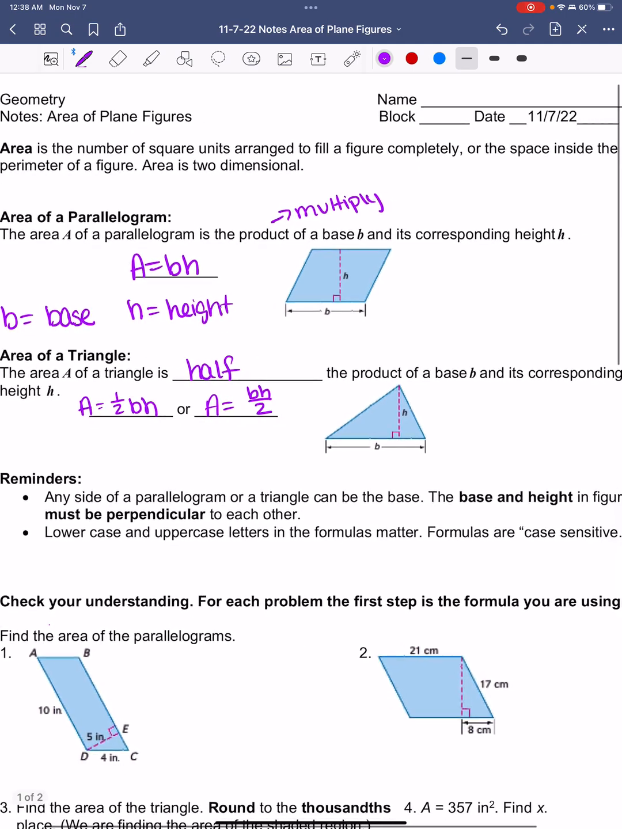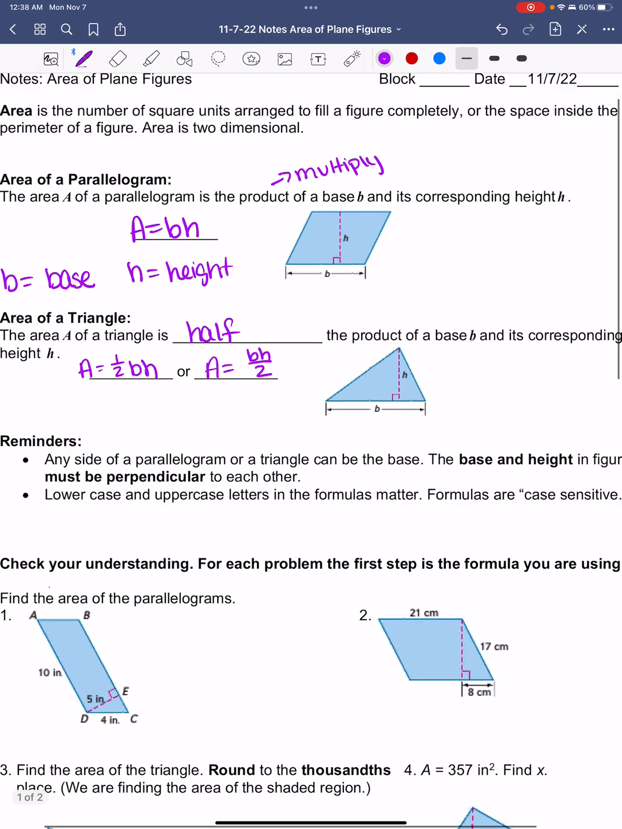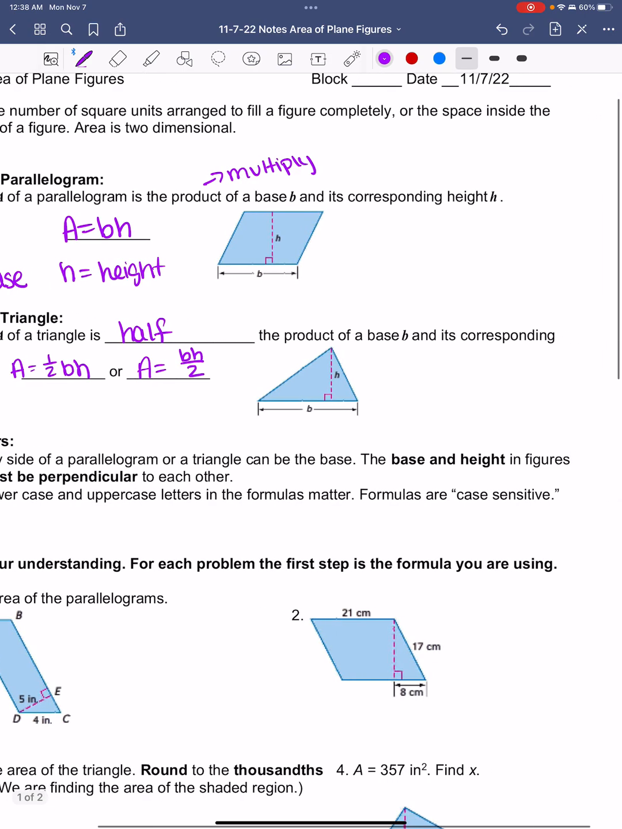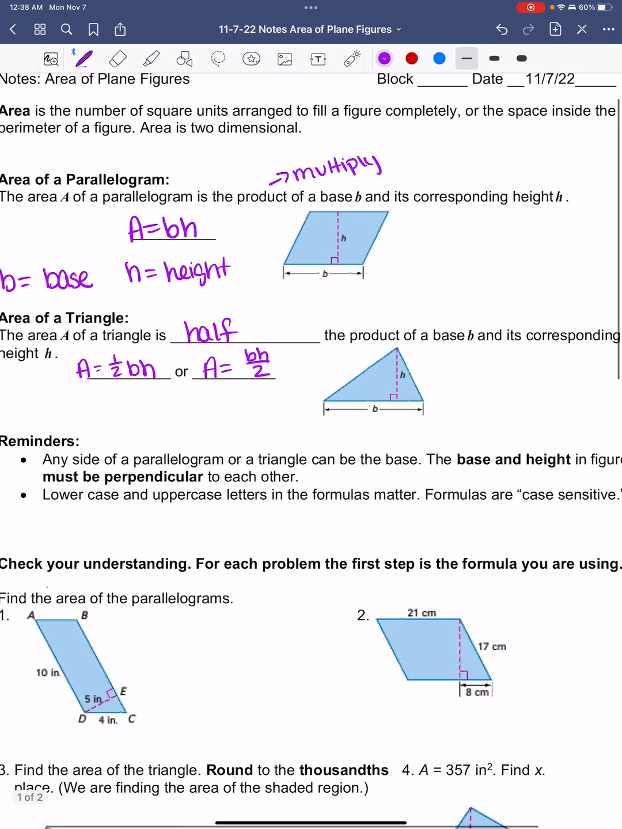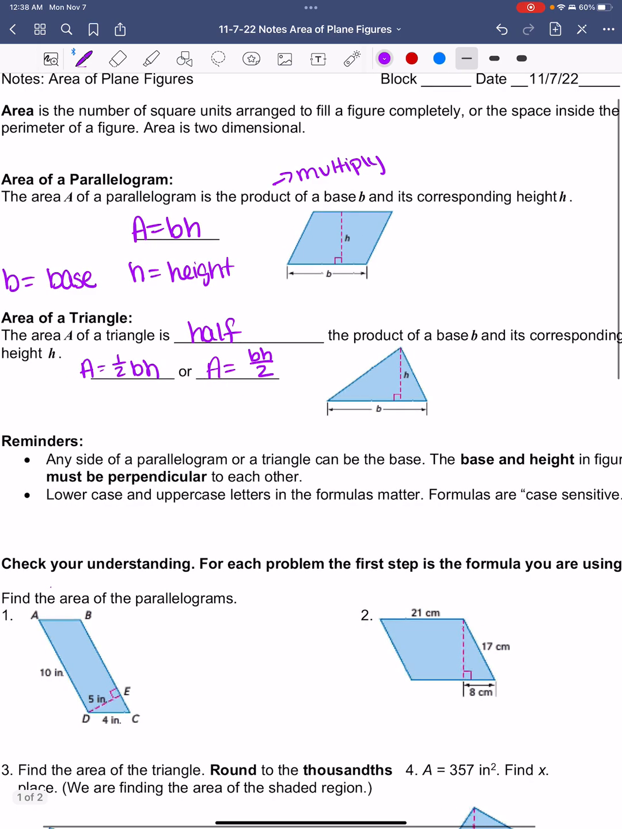Now, a couple of reminders. Any side of a parallelogram or a triangle can be the base. Okay, the base and height must be perpendicular. Remember that perpendicular means they make a 90-degree angle. So 90 degrees is that square. You see a square here, you see a square here. You have the base and the height, and when they cross each other, they make 90 degrees.